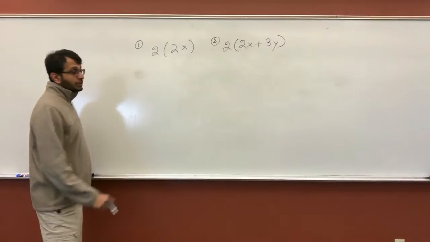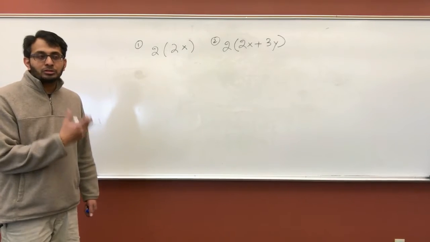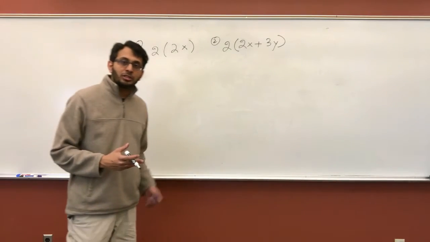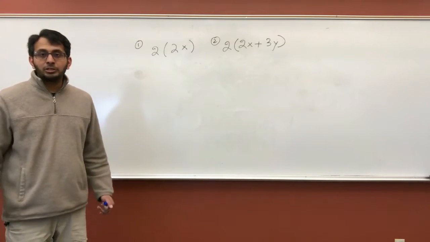Hi guys, we will now solve equations which are written in this form, where there is a common number outside the parentheses and certain things inside the parentheses. So how do you go about solving and simplifying these kinds of equations?